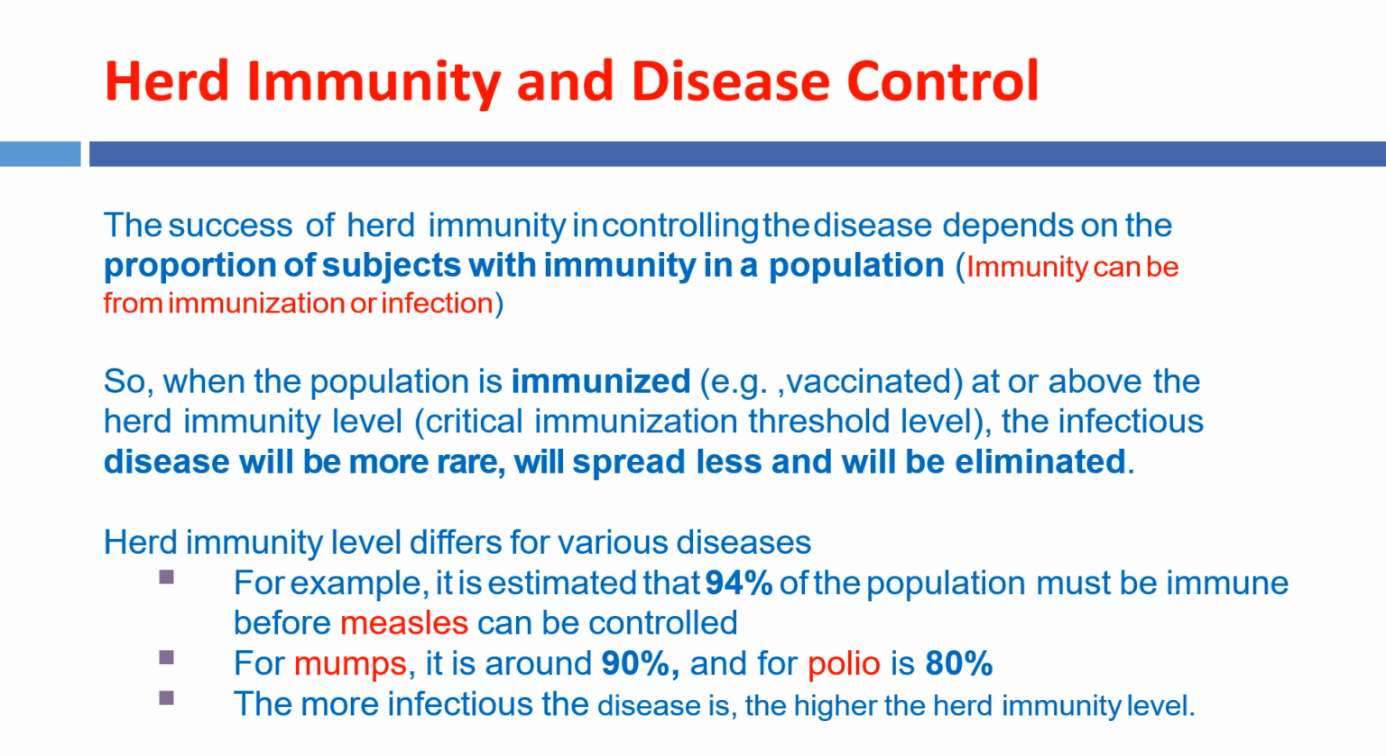If 80% of the children population have been immunized against polio, this will provide herd immunity for the other 20% who have not been immunized, and they will not get the disease. So the more infectious the disease is, the higher is the herd immunity level.